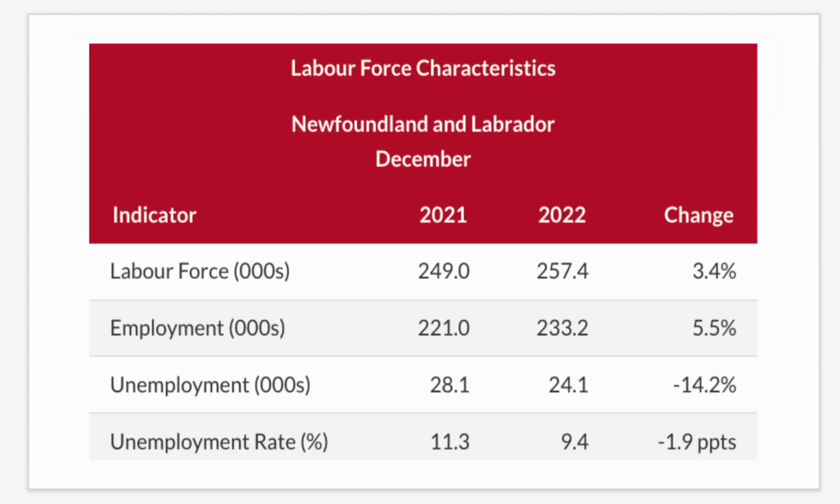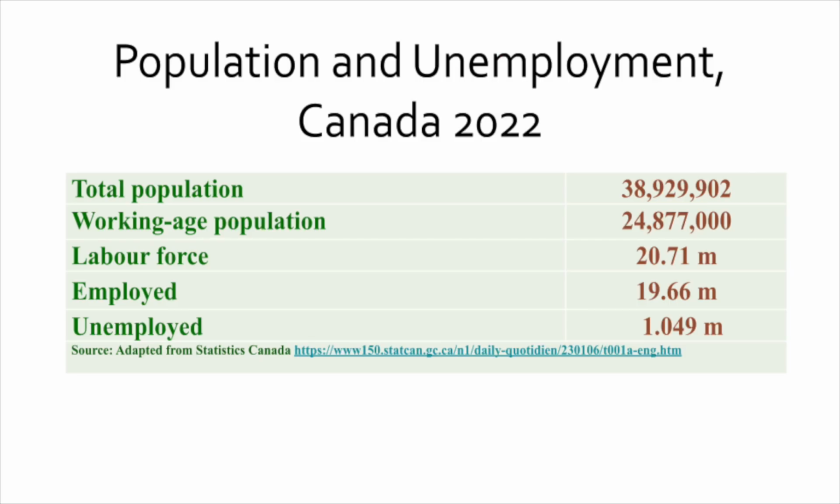For Newfoundland and Labrador, you can look at some of the statistics related to the labor force. The newest measure we have is 2022. The labor force is 257.4 thousand. Those employed, 233.2 thousand. Unemployed, 24.1 thousand. And the unemployment rate in Newfoundland and Labrador in 2022 is 9.4%. And that's down from 2021. Again, the effects of COVID were wearing off, so as a result, more of the population were employed and people were back to work.